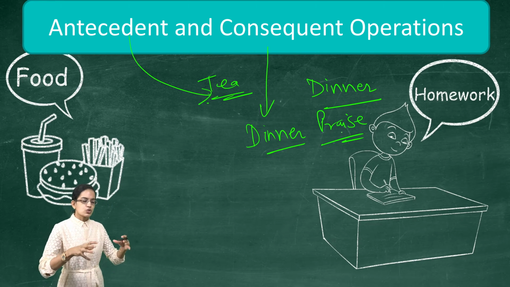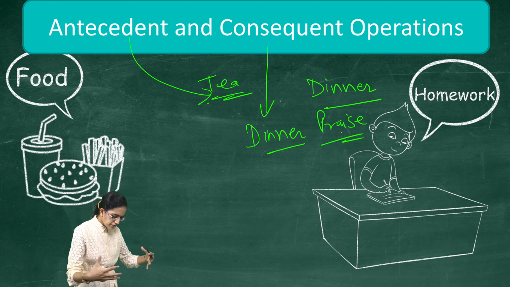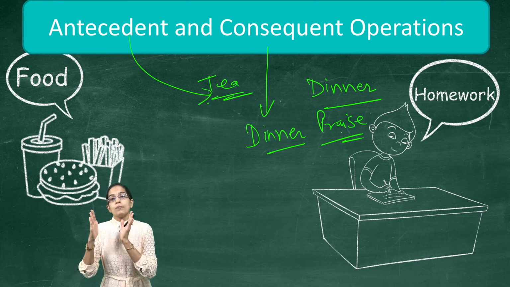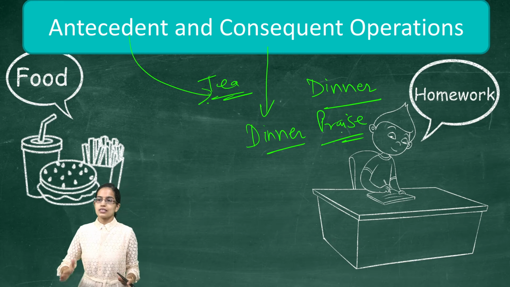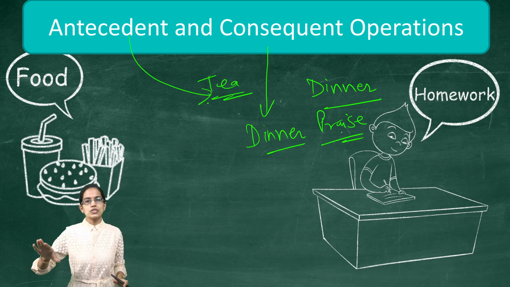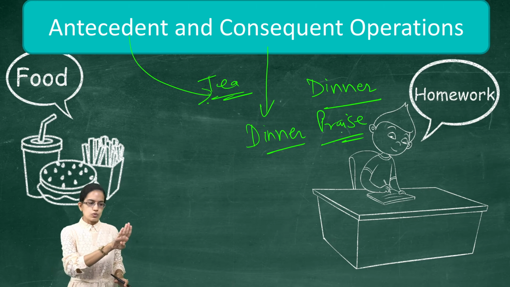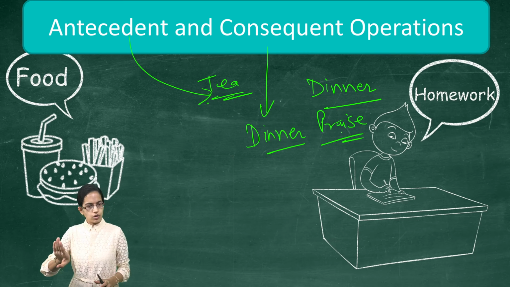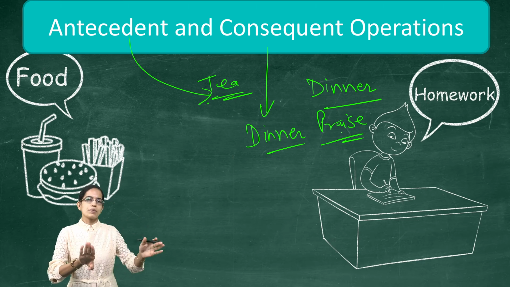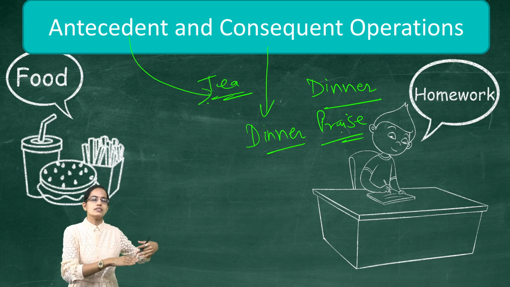Clear? So two operations that are very important in behavioral therapy are the antecedent operation, which is the things that you manipulate prior to the consequence, and the consequent operation, which is as a result of the consequence.